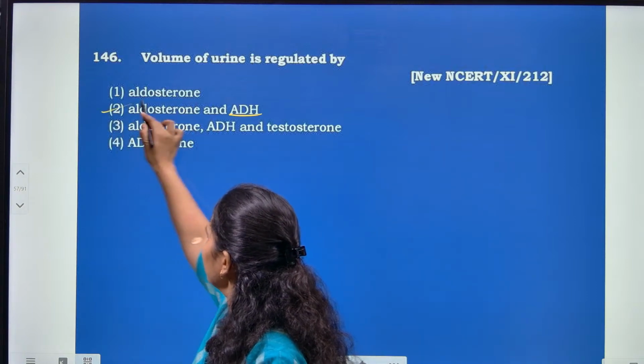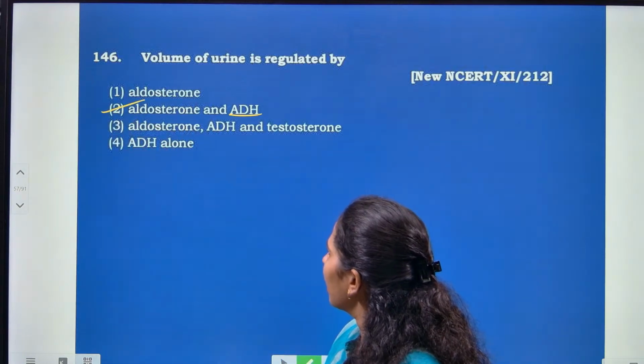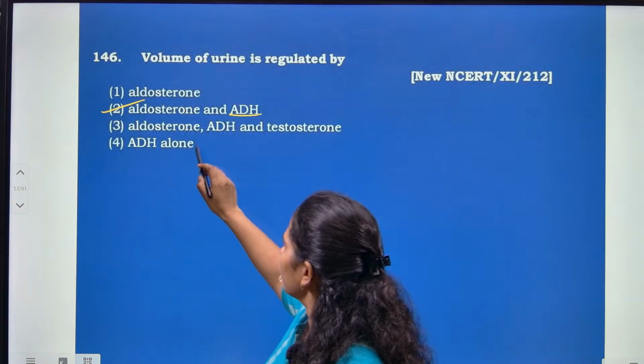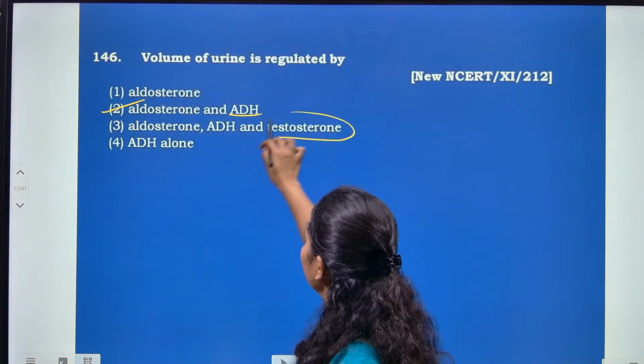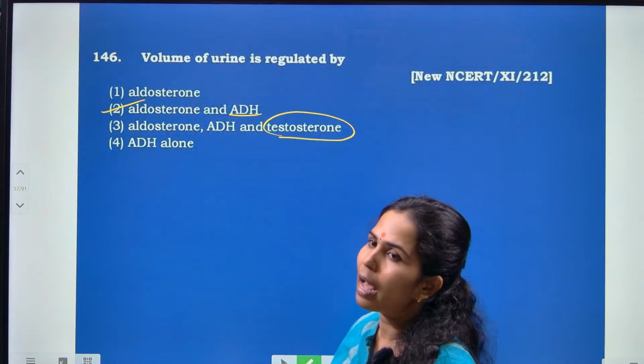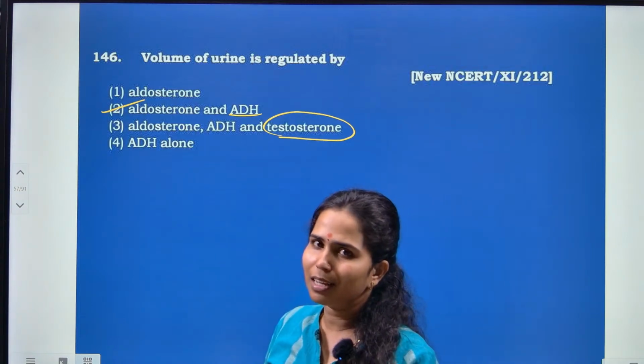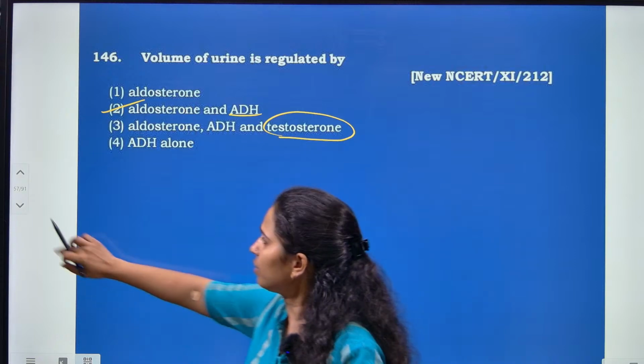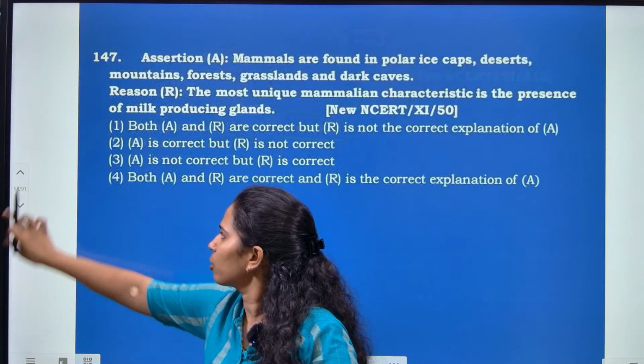So it is option 2, that is aldosterone as well as ADH. Here they have given testosterone, but testosterone is not a hormone which regulates the urine. It is a male sex hormone, right? So option 2 is the right option.